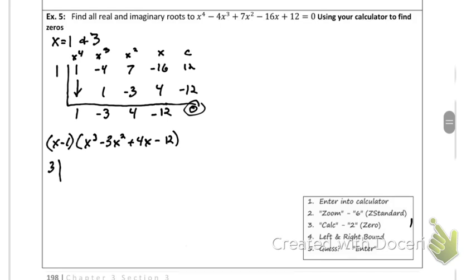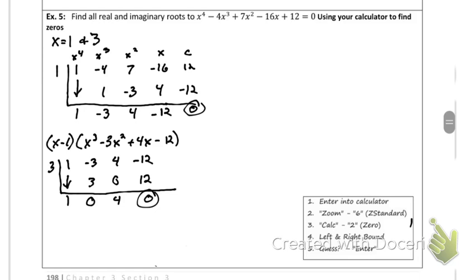We're going to go 3. I have 1x cubed, negative 3x squared. I have 4x. I have negative 12. And that will also have a remainder of 0. So I'm just factoring x minus 3 out of this. Okay, carry down that 1. 3 times 1 is 3. Negative 3 plus 3 is 0. 3 times 0 is 0. 4 plus 0 is 4. 4 times 3 is 12. We are left with 0 again.